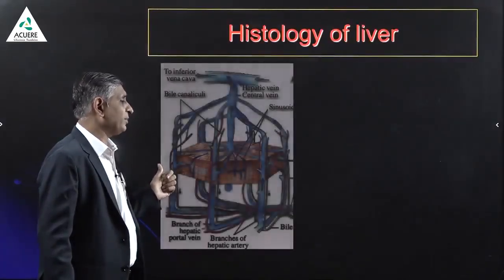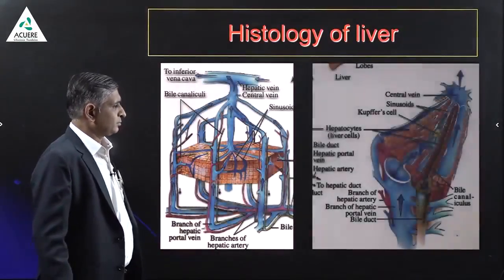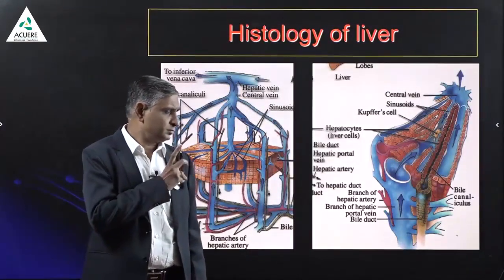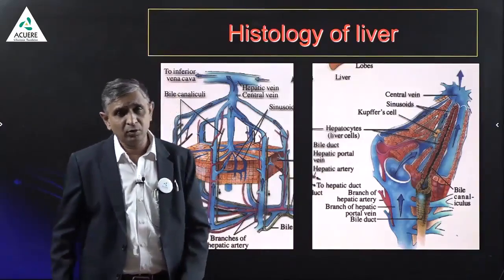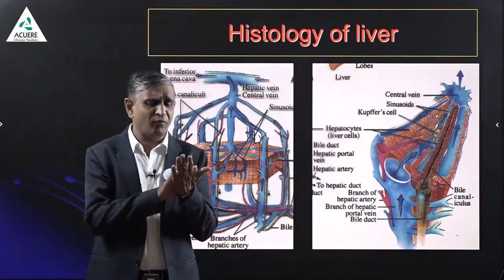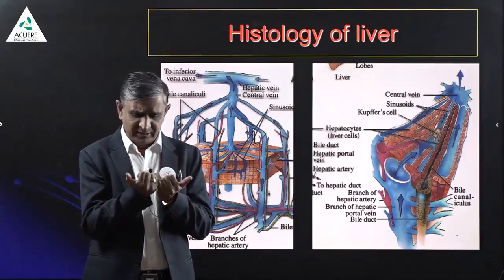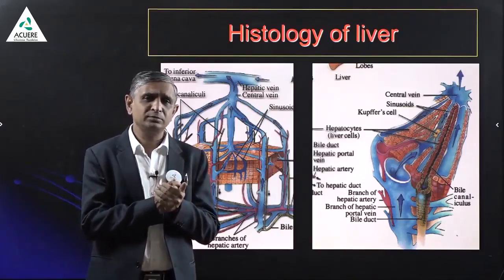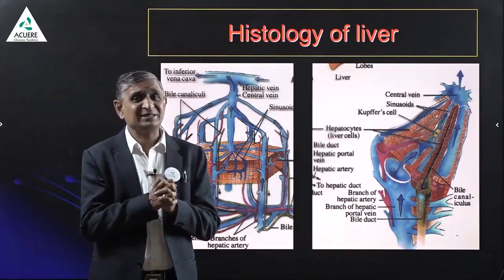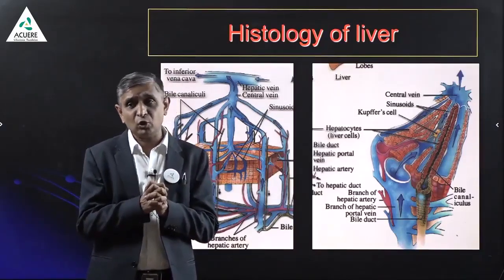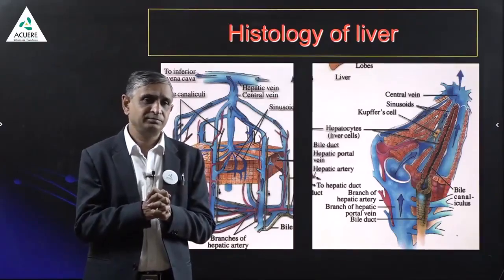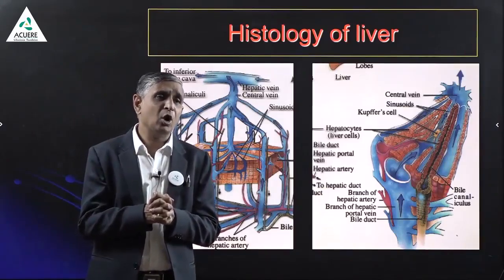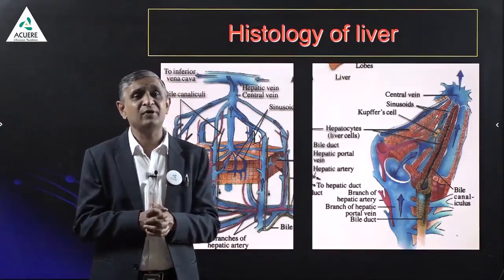Now I am going to tell you a very important thing. All of you know, what is the smallest functional unit of the kidney? The nephron. In the same way, the smallest functional unit of the liver is known as the liver lobule. I am going to repeat: the smallest functional unit of the liver is known as the liver lobule.